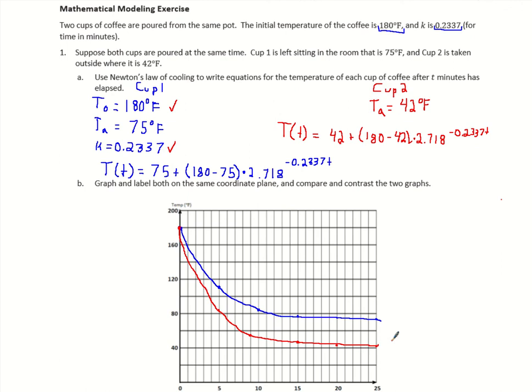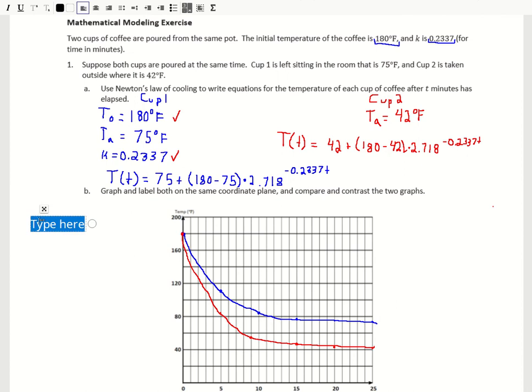What's the first thing that we can notice that's different about this? Well, this one starts falling at a much faster rate. So what we can say is cup 2 starts decreasing at a faster rate.